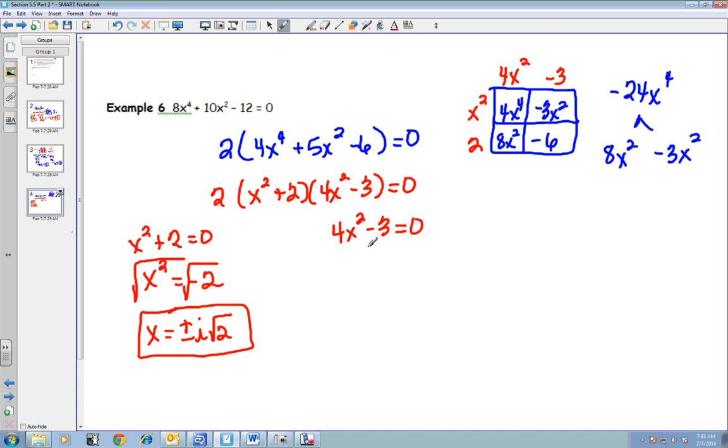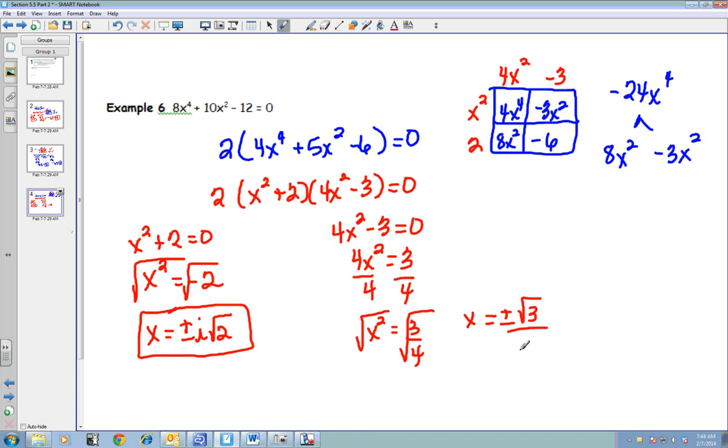On this one, I'm going to solve by adding 3 to both sides. Divide by 4. X squared equals 3/4. Take the square root, and I get x equals plus or minus the square root of 3 over the square root of 4, but the square root of 4 is 2.